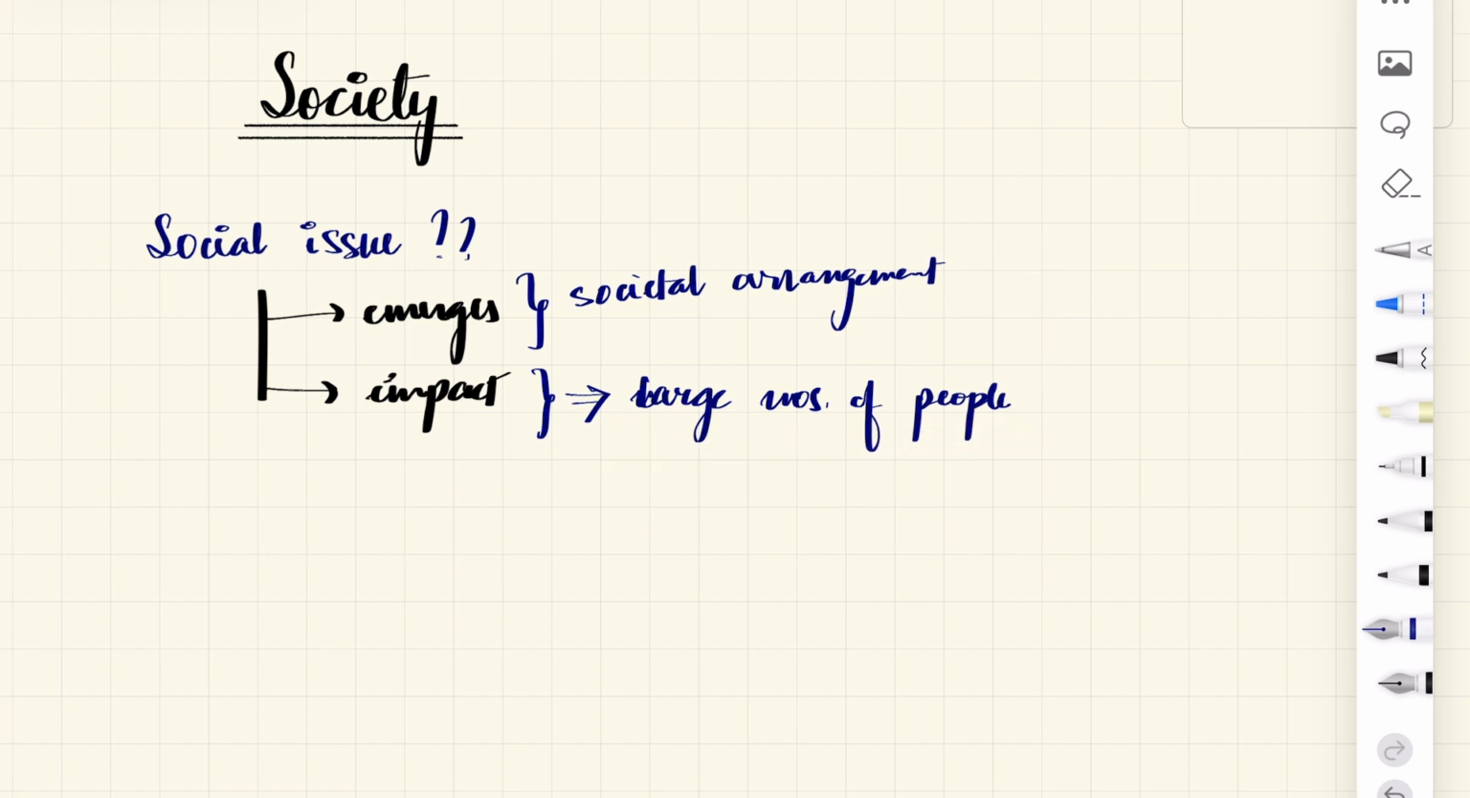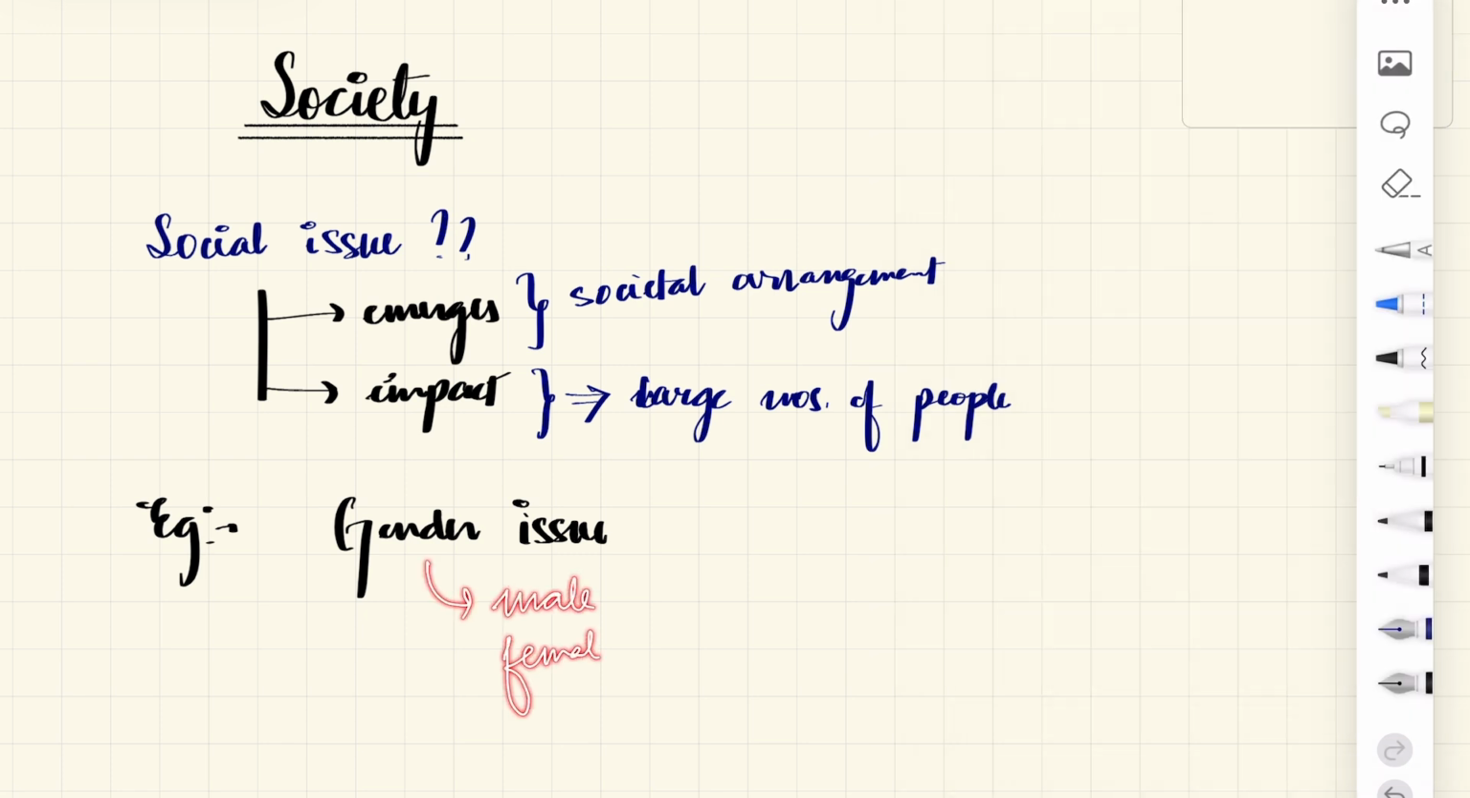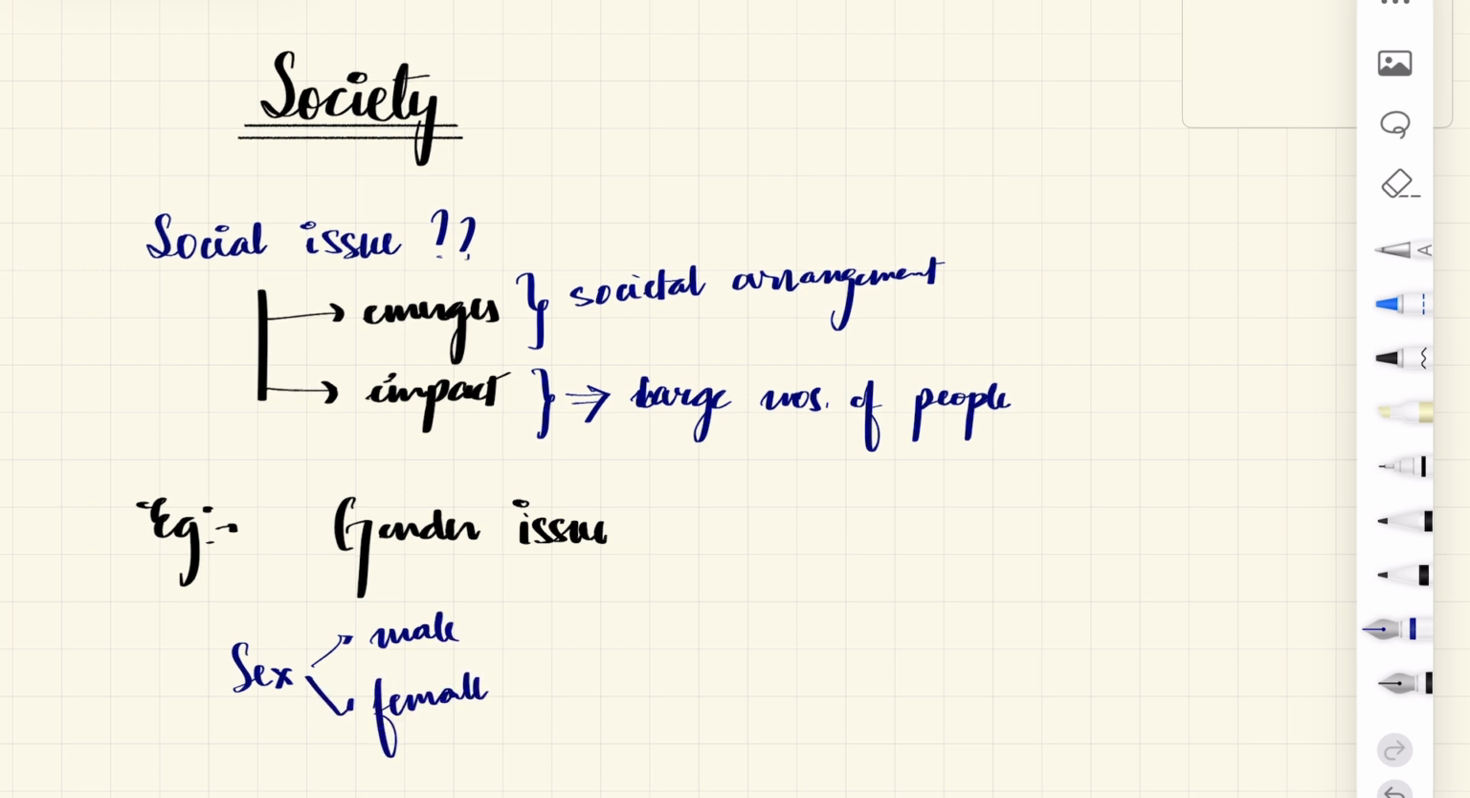So I'll give an example, like gender issue, right? So what is the meaning of gender issues? You might be telling me gender is because of male or female, right? No, male and female, okay? If I tell you, there are two sexes, right? One is male or female. Sex and gender are very different. The terms sex and gender are very different.